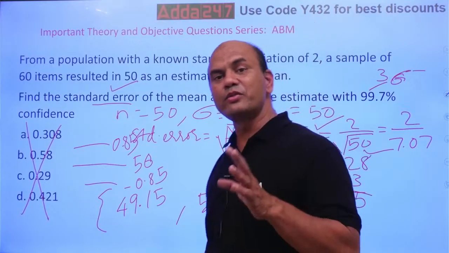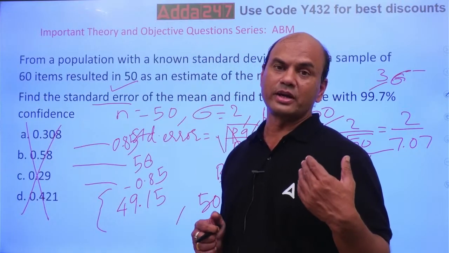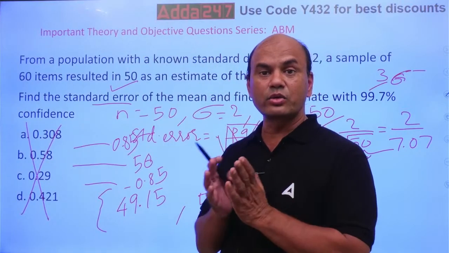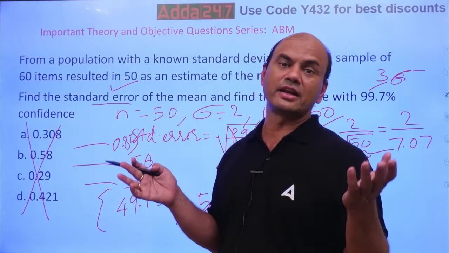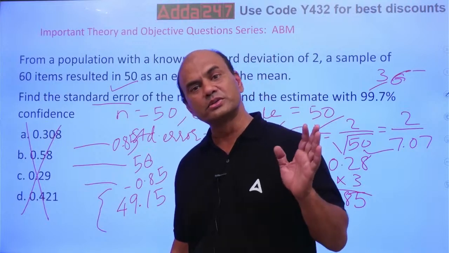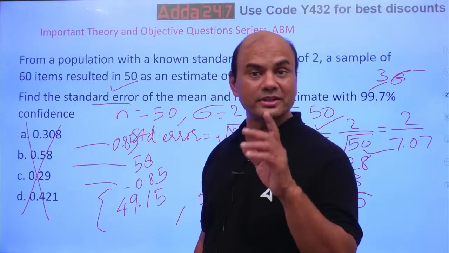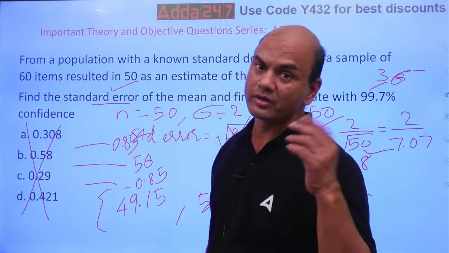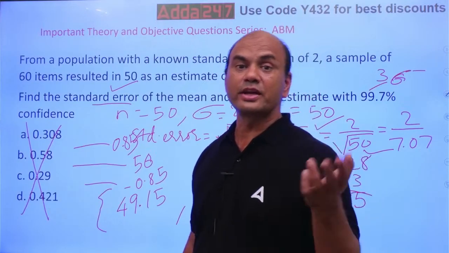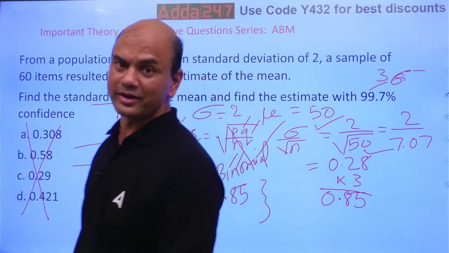There is a big theory for this standard error. If you go look at it, 1 standard error is nearer to the mean. 3 standard errors is far away from the mean. As we go closer to the mean, your accuracy decreases and your chances of getting the answer increases. That is the main point.